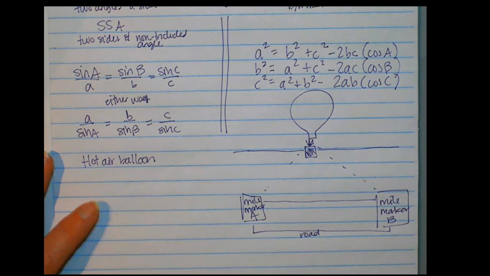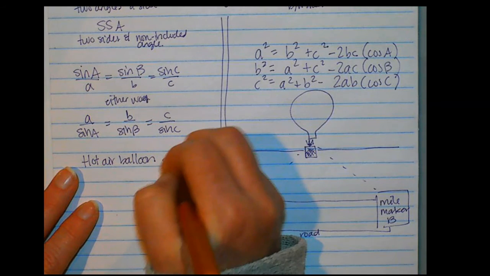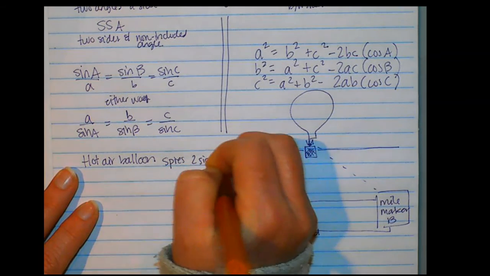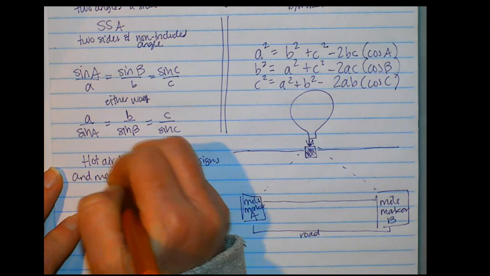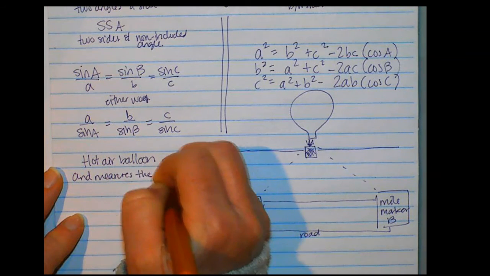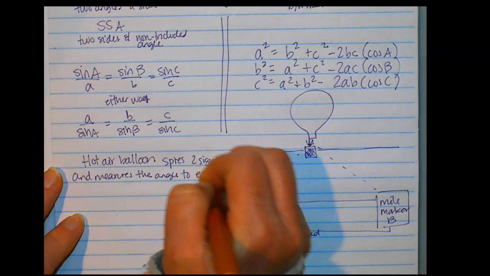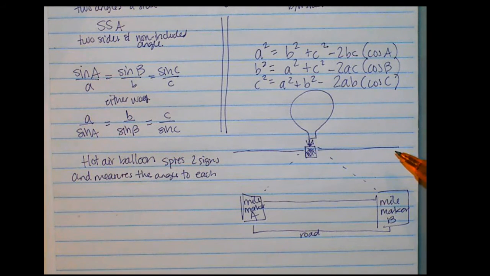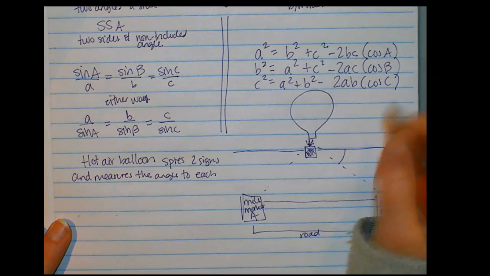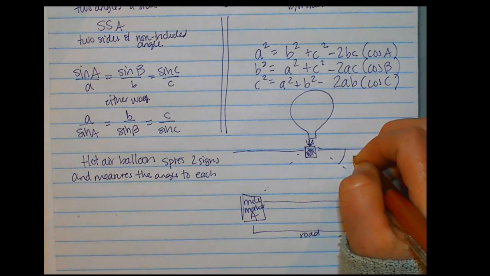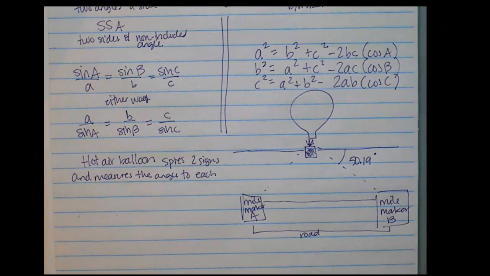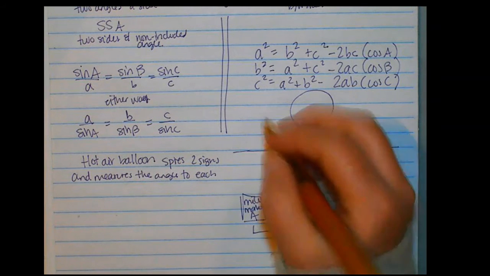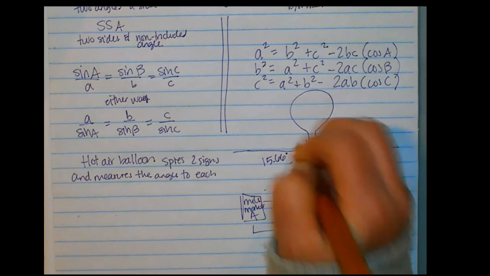And in my direction, it says hot air balloon spies two signs. They're mile marker signs and measures the angle to each. Okay, so they measure their angle like they're looking at it and they measure it down. So when I draw it, I'm going to draw it this way. And not only do they measure it with this precision, 50.19 degrees. That is fantastic. This one is 15.66 degrees.